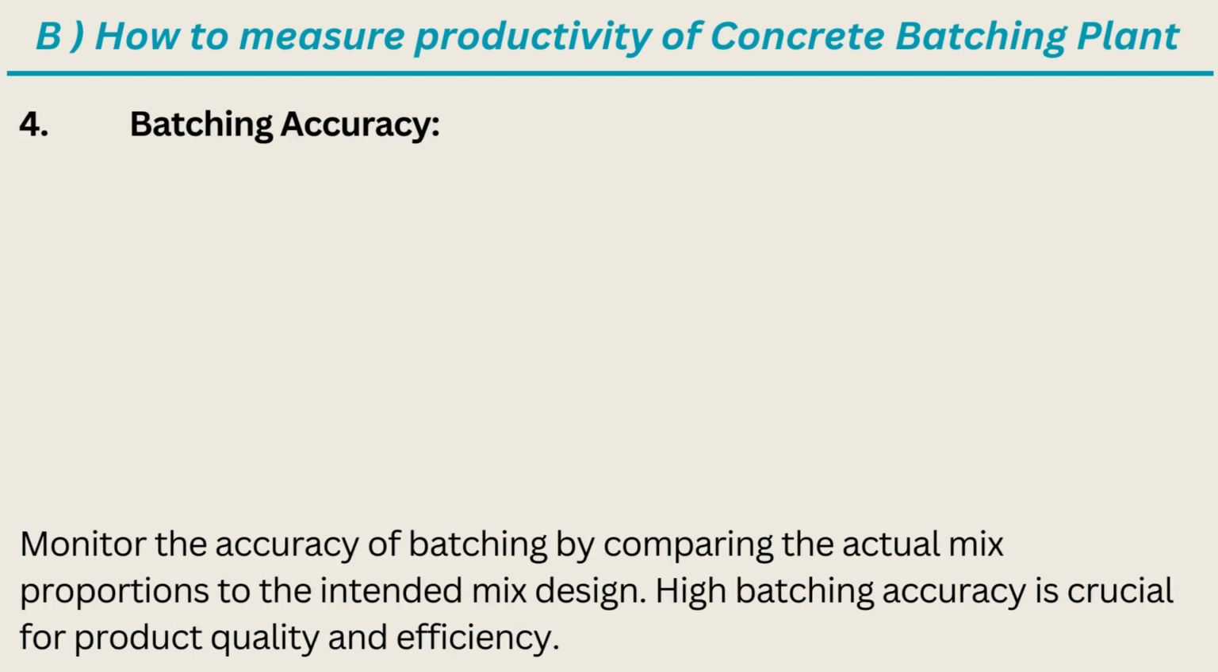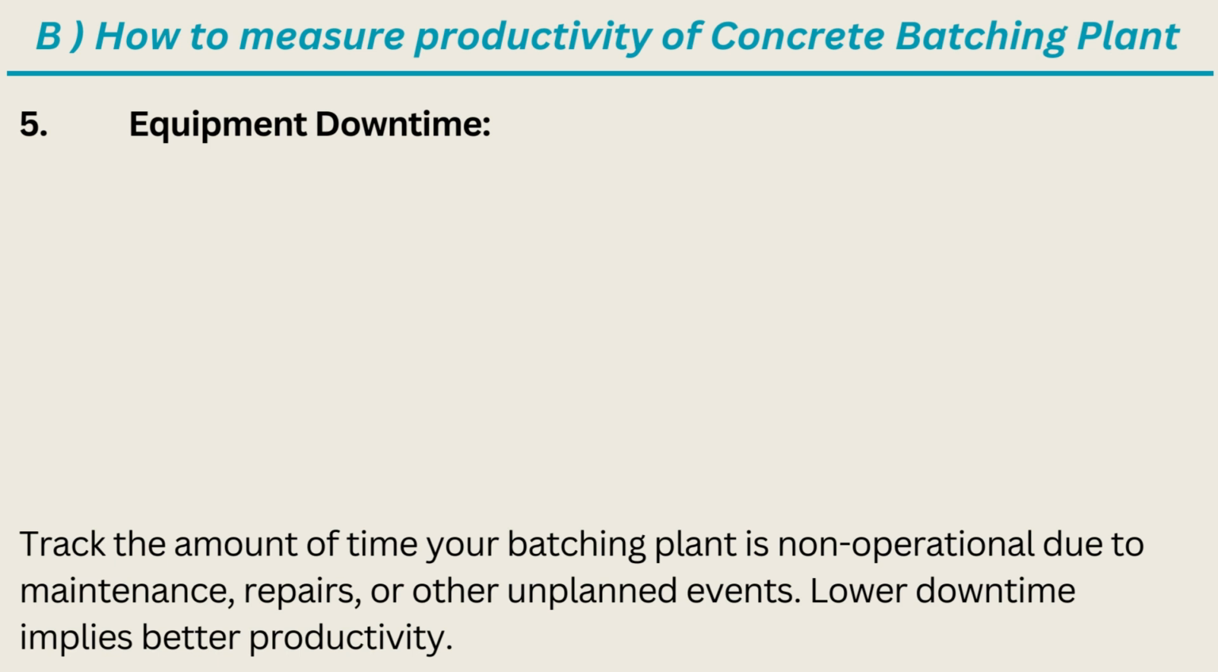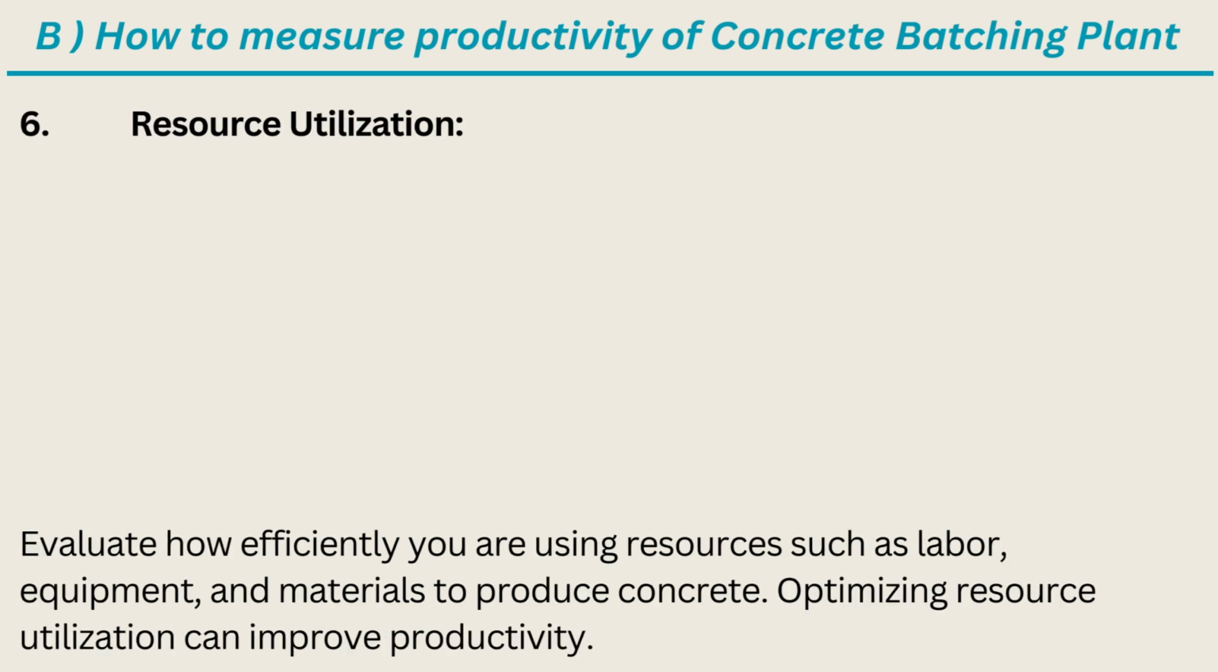4. Batching accuracy. Monitor the accuracy of batching by comparing the actual mix proportions to the intended mix design. High batching accuracy is crucial for product quality and efficiency. 5. Equipment downtime. Track the amount of time your batching plant is non-operational due to maintenance, repairs, or other unplanned events. Lower downtime implies better productivity. 6. Resource utilization. Evaluate how efficiently you are using resources such as labor, equipment, and materials to produce concrete. Optimizing resource utilization can improve productivity.